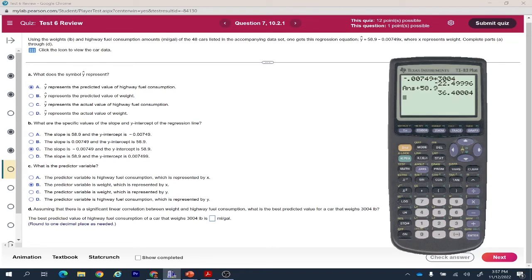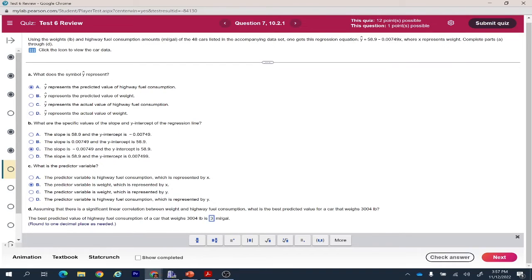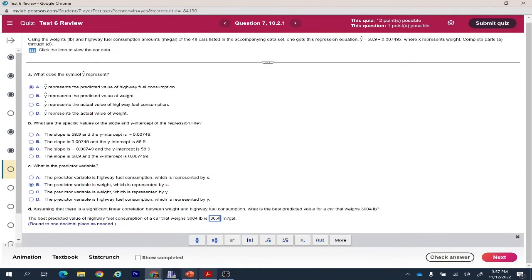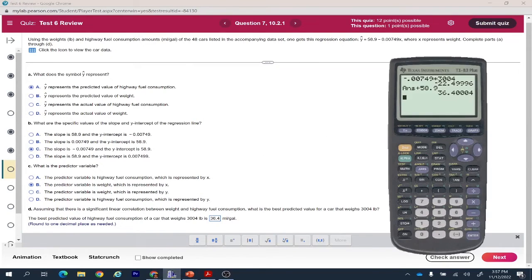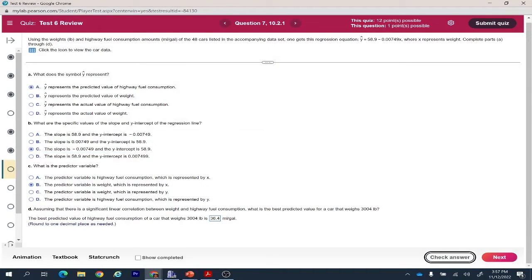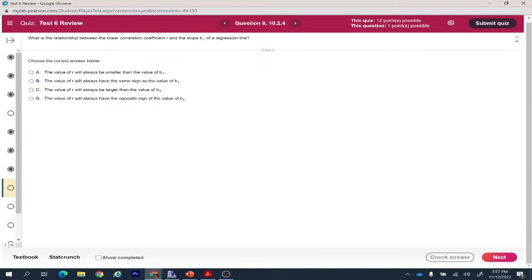That is our prediction. The best predicted value of highway fuel consumption of a car that weighs 3004 pounds is 36.4 miles per gallon. 36.4 if you round it to one decimal place. Okay, that's correct. Let's go to the next problem.